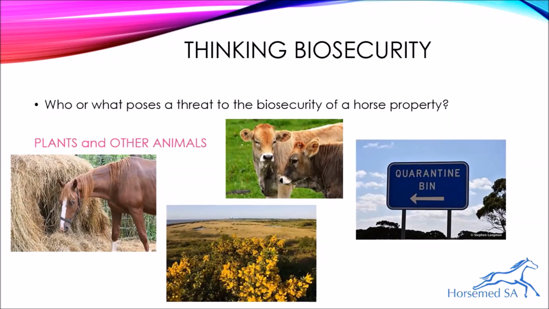And then other animals, bear in mind cattle and sheep. There's not too many pathogens which cross between the species, but fungal infections like ringworm are very, very common in cattle and sheep and can easily jump to horses if you have them on the same property. So bear in mind, it's not just horses moving on and off the property that you need to be aware of.